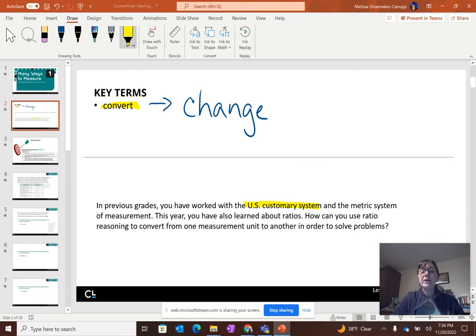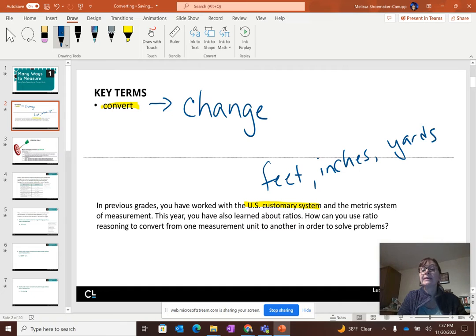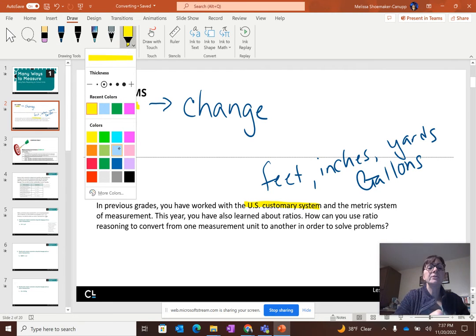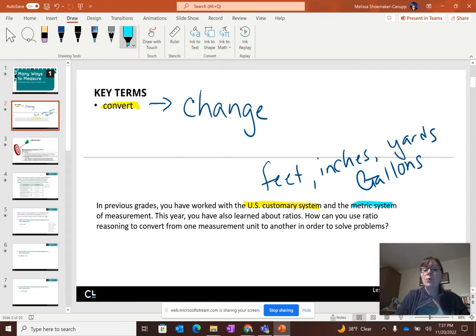Now, the thing that we have on this page that kind of helps us understand is we have the US customary system. That's what we're usually used to. That's feet, inches, yards, gallons. That was a weird G, but that's kind of what we're used to hearing. And you've probably done some measurements and different things in those measurements. We have to convert from customary, US customary, to metric or metric to US customary.